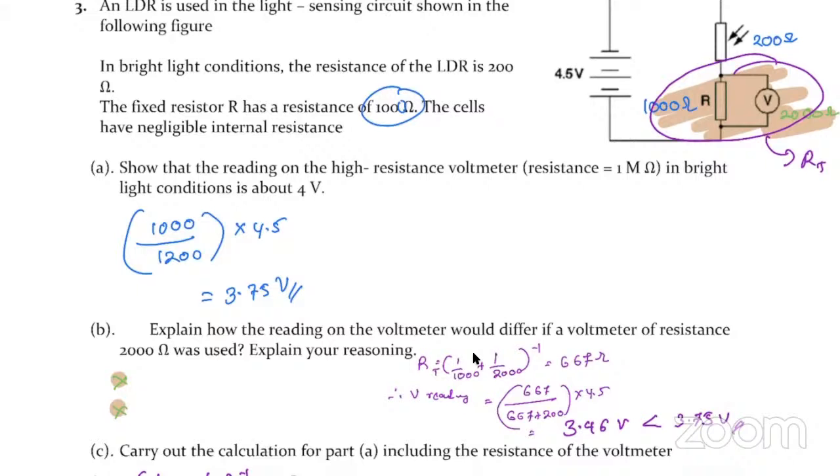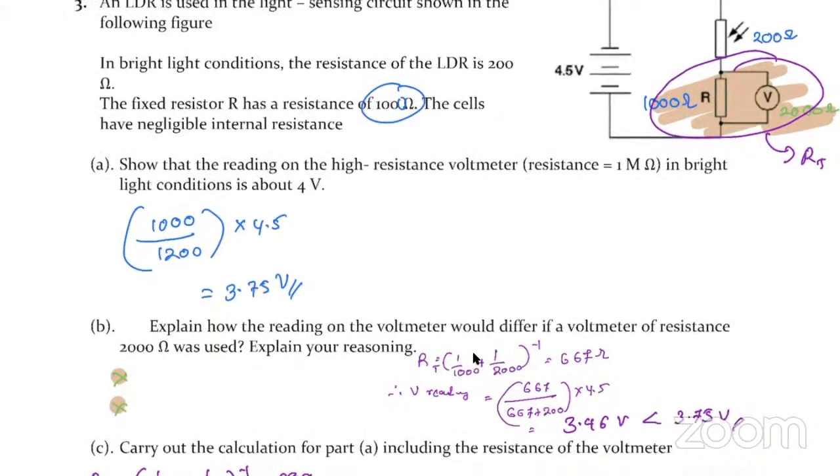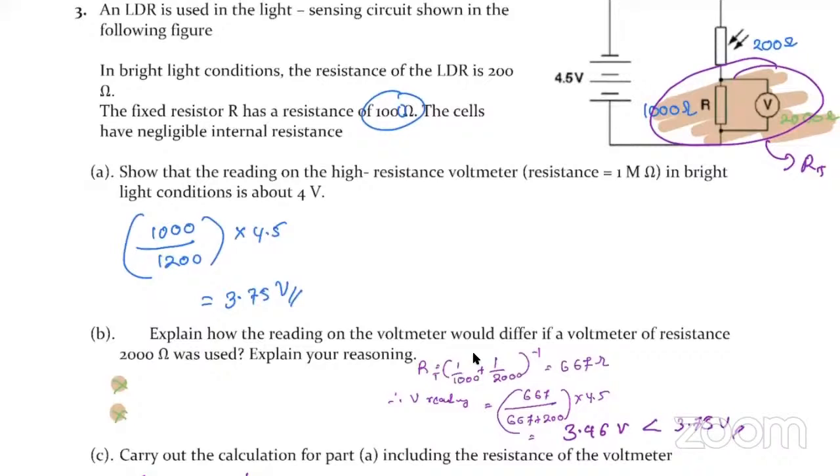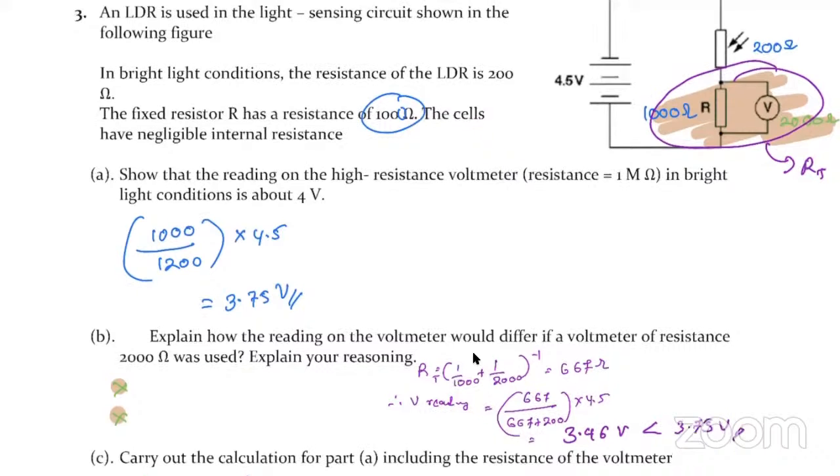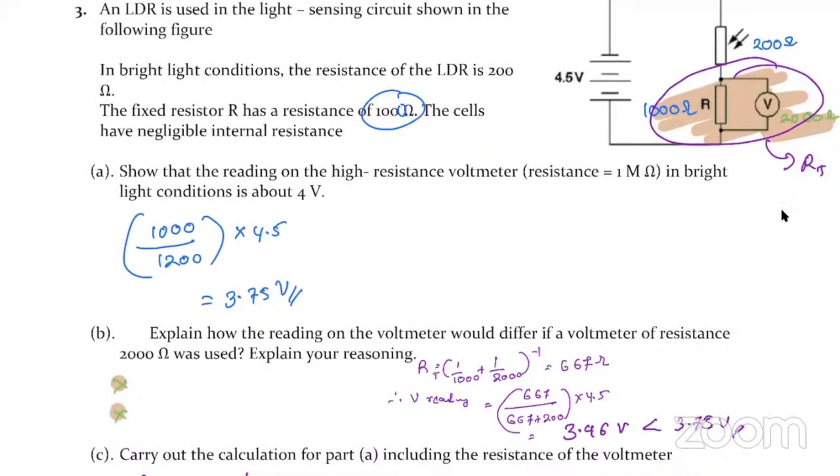Now, we ignored the resistance of the voltmeter in part A. Now we'll take the resistance of the voltmeter and redo part A, taking the voltmeter resistance also into consideration. This is now 1 mega ohm, and this is 1000 ohms. Taking it together, find the voltmeter reading and compare it with the first one.